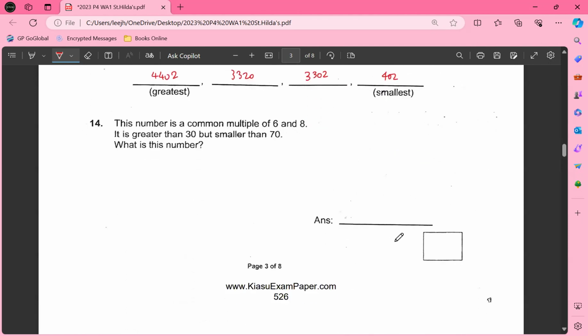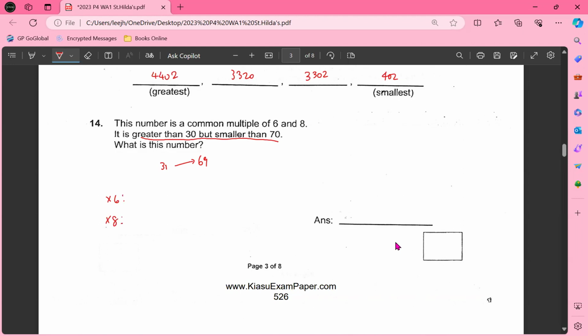Question 14, this number is a common multiple of 6 and 8. It is greater than 30, but smaller than 70. So this is the clue for us to find out what this number is. Since it's greater than 30 but smaller than 70, I'm looking at the number range between 31 to 69. So I'm looking at multiples of 6 and multiples of 8.